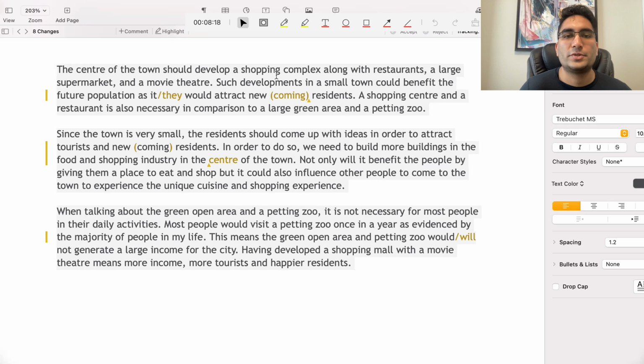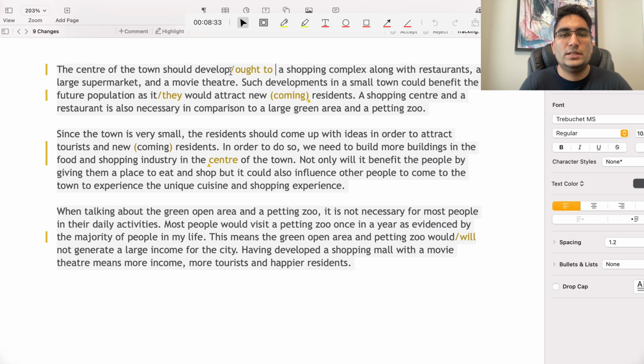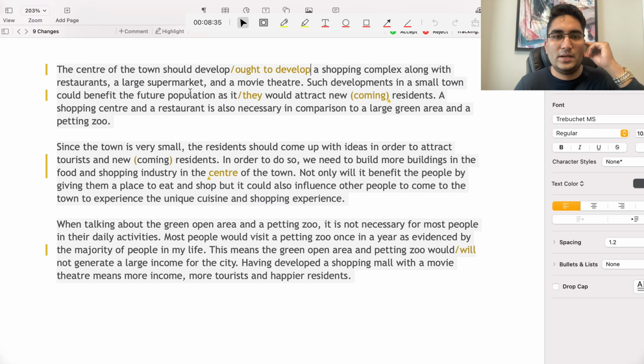The center of the town should develop a shopping complex on restaurants. Okay, one thing is if you simply use my template, you will have a better starting, better ending. But let's focus on this. Let's say we have to improve this one. Instead of should, let's say ought to. Okay, ought to develop. So the center of the town ought to develop a shopping complex along with. Now this is nice. This is nice vocab because few people say along with. Most people say what do you call it? And, right? So along with is better.